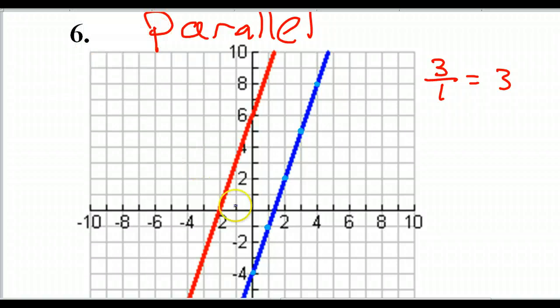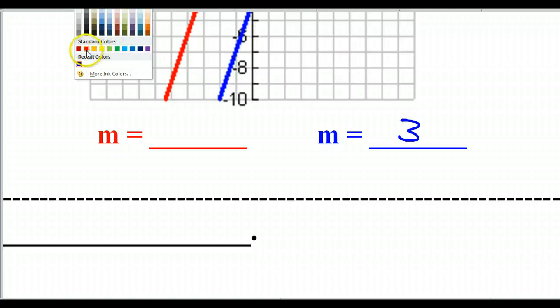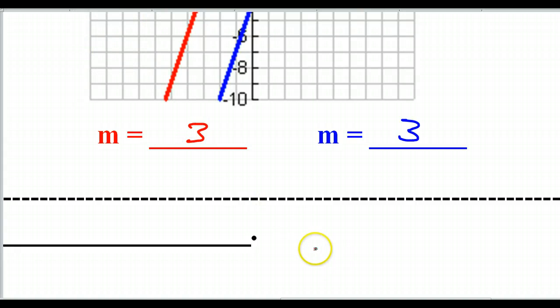Now let's do the blue line. Up 3, right 1. Positive 3 over positive 1. Up 3, right 1. Positive 3, positive 1. Were these parallel lines? Interesting. They both reduce to 3 and 3. That's parallel lines. Let's see if we can begin to observe these patterns. Okay, so the blue line was slope 3, and the red line also had slope 3.